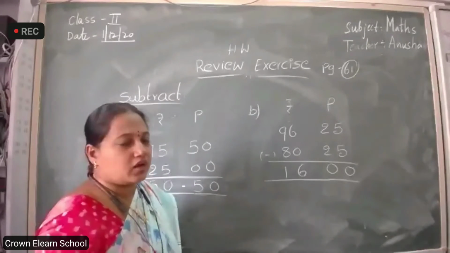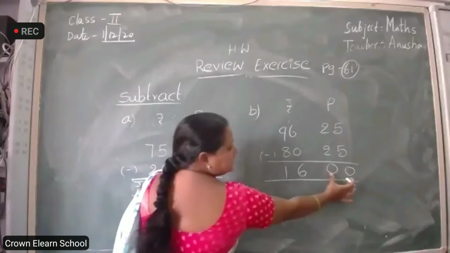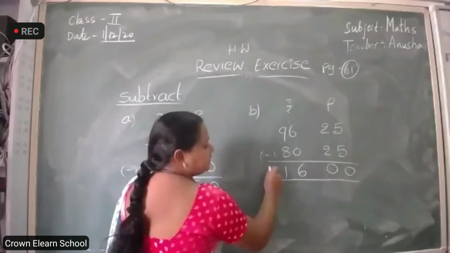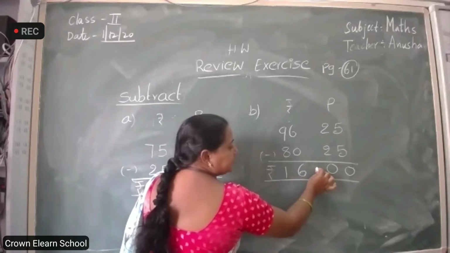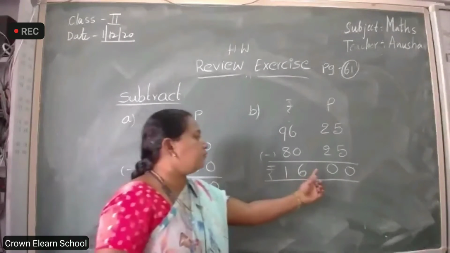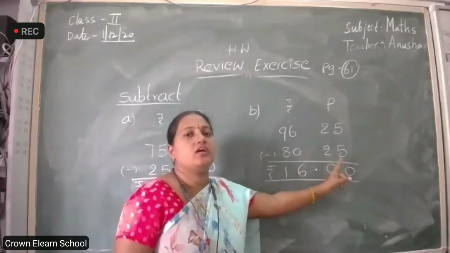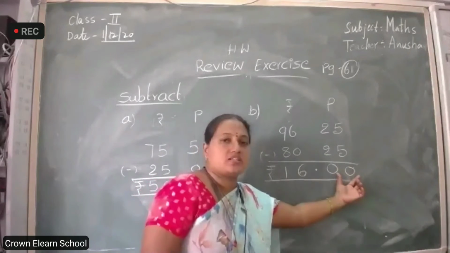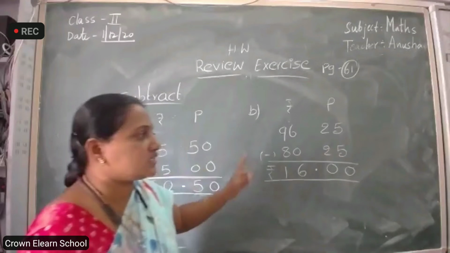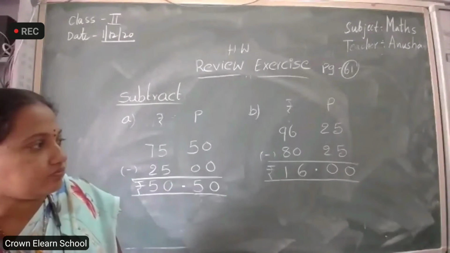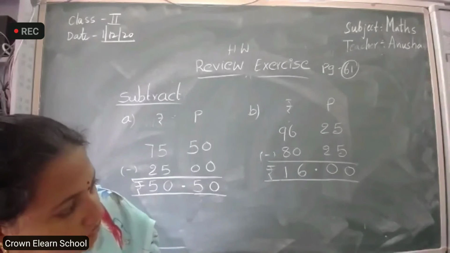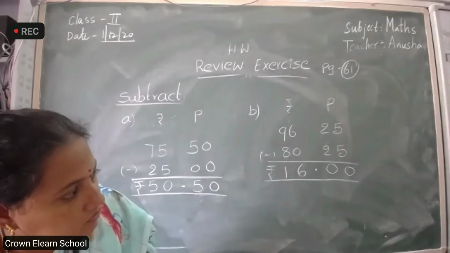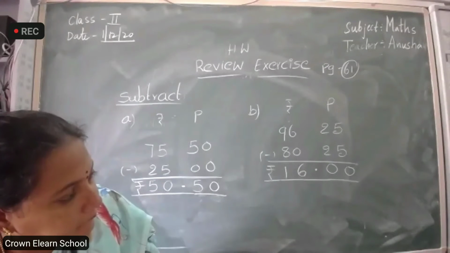Okay? Now, this is the rupees part and this is the pies part. So, keep the rupees symbol first. Where will you keep the dot? Ones place, tens place. After the tens place, you will keep the dot. The dot will separate rupees and pies. Check your answers. Very good.